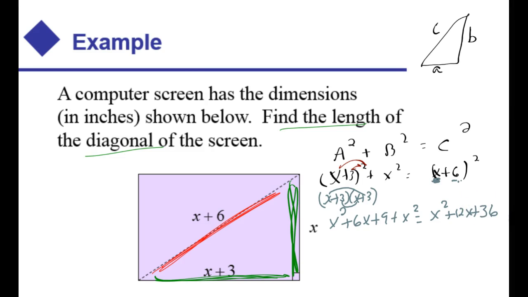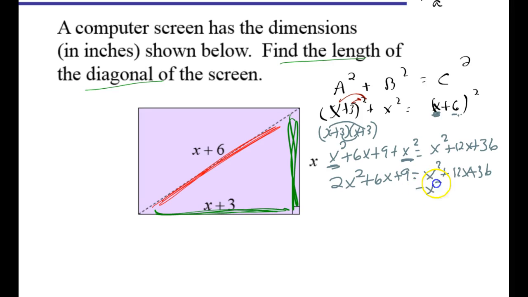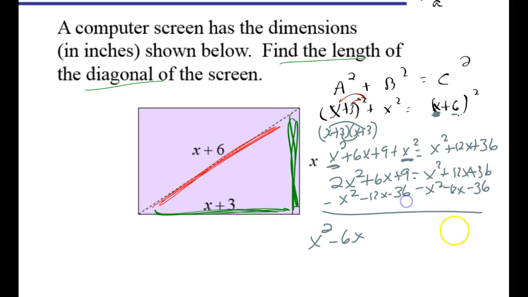Then I'm going to try to set it equal to 0. Well, let's see. Over here, I've got 2x squared plus 6x plus 9 equals x squared plus 12x plus 36. So if I subtract off x squared, I'm left with just 1x squared. Let's subtract off 12x while we're putting everything over here. I've got a negative 6x, and let's also subtract off a 36. So I can set it equal to 0. 9 minus 36 is 27.